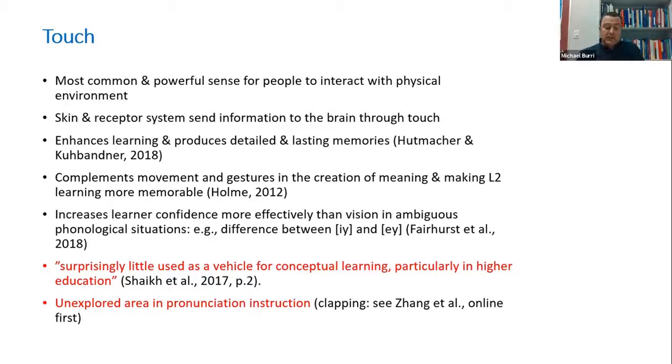Okay, next one is touch. The skin is the largest organ, and an adult's skin weighs about 4 kilos. And it's the most common and most powerful sense for us humans to interact with the physical environment, right? The skin and its receptor system send information to the brain through touch. So if you leave the stove on and you touch a hot plate, you'll notice that instantaneously, as my son tells me.